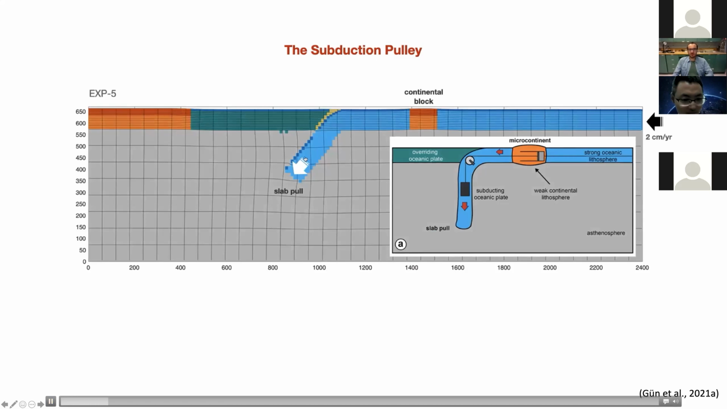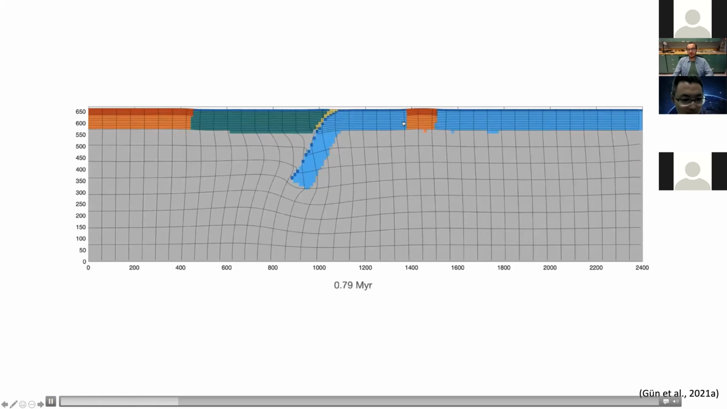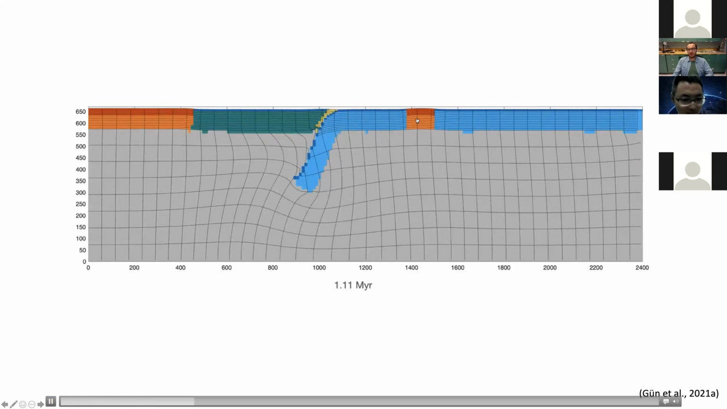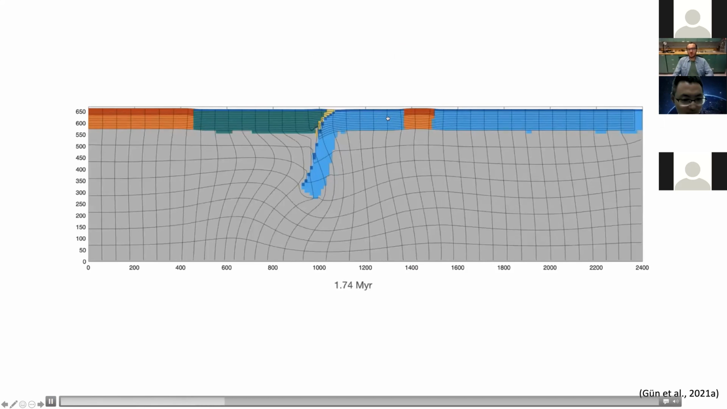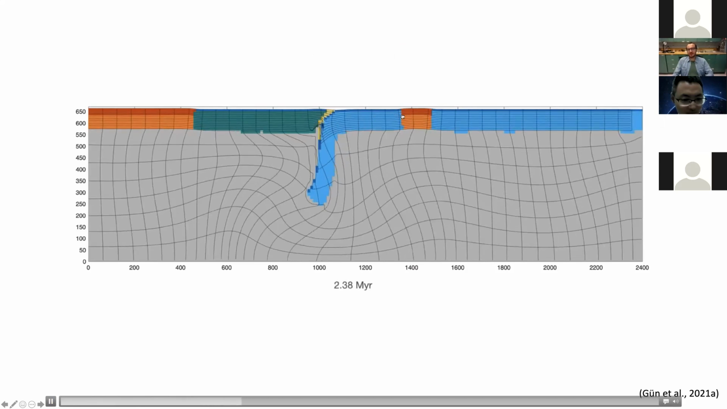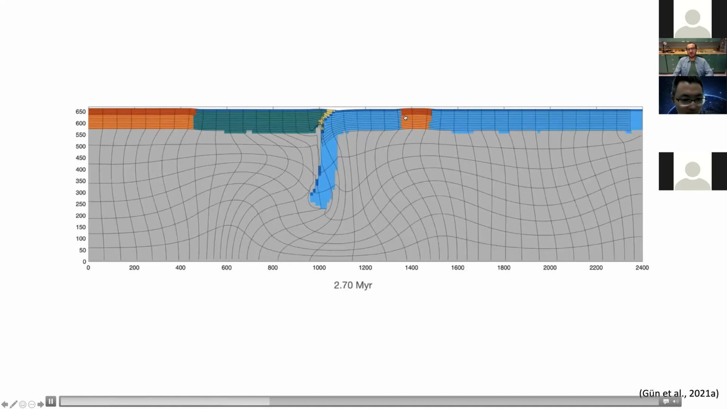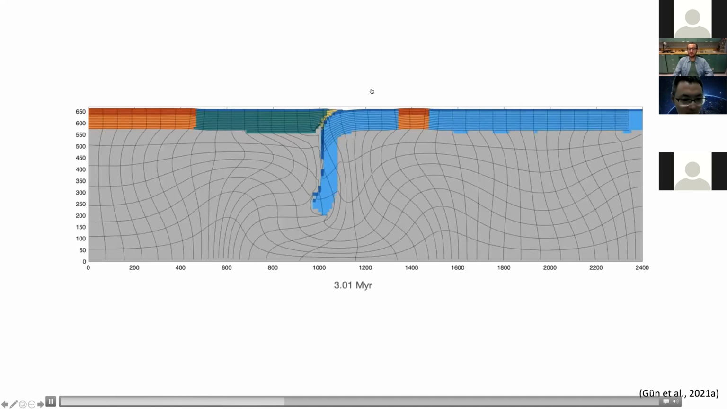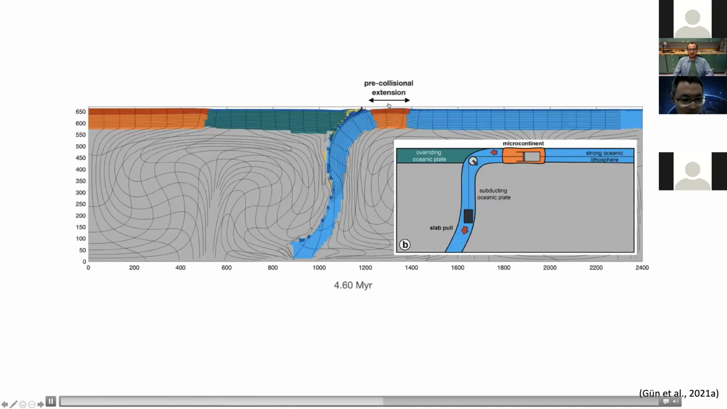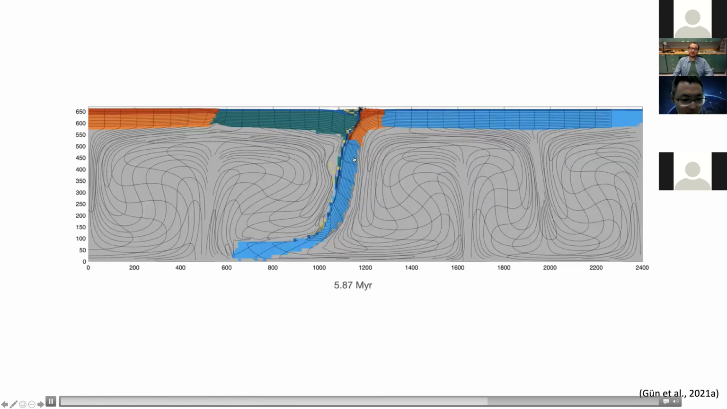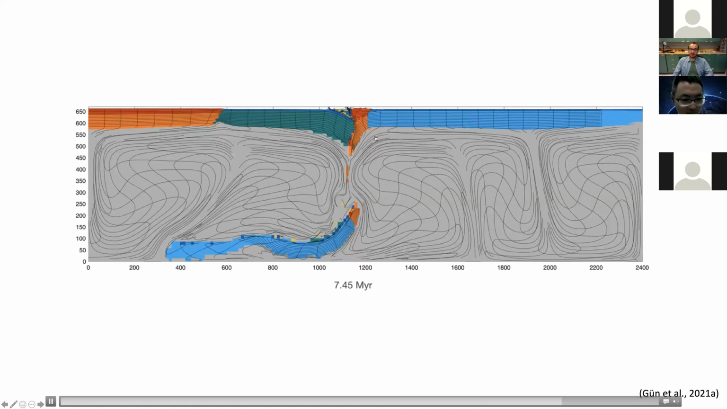In this animation, from one of our experiments, the slabs start to sink and start to pull this upper continuation here. Pay attention to the size of the microcontinent. The more it moves, it starts to extend. So you see this extension in the microcontinent, and this happens prior to collision. After that, the system continues and this microcontinent collides with the overriding plate. Then you see the breakoff happening on the subducted tip of the microcontinent. And at the end, this model stops.